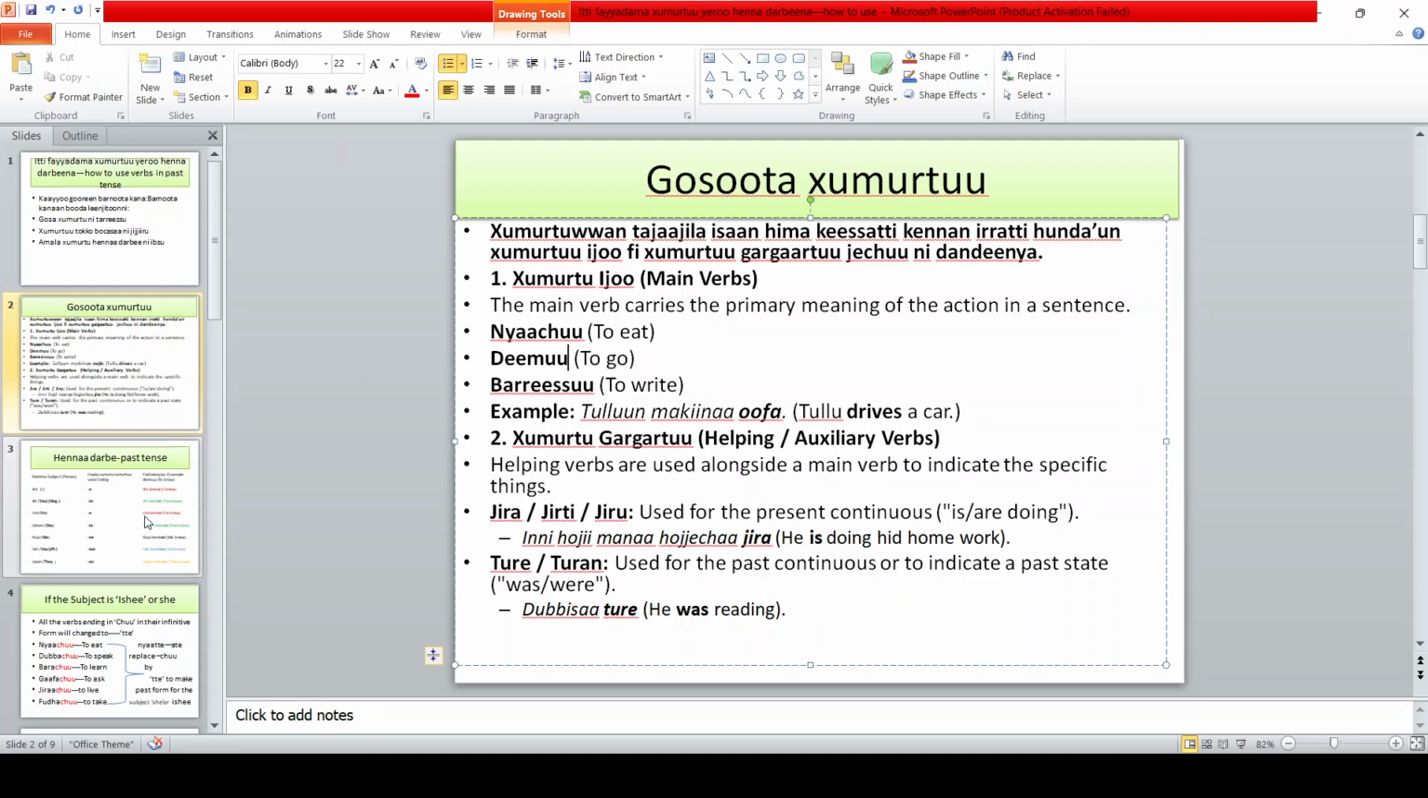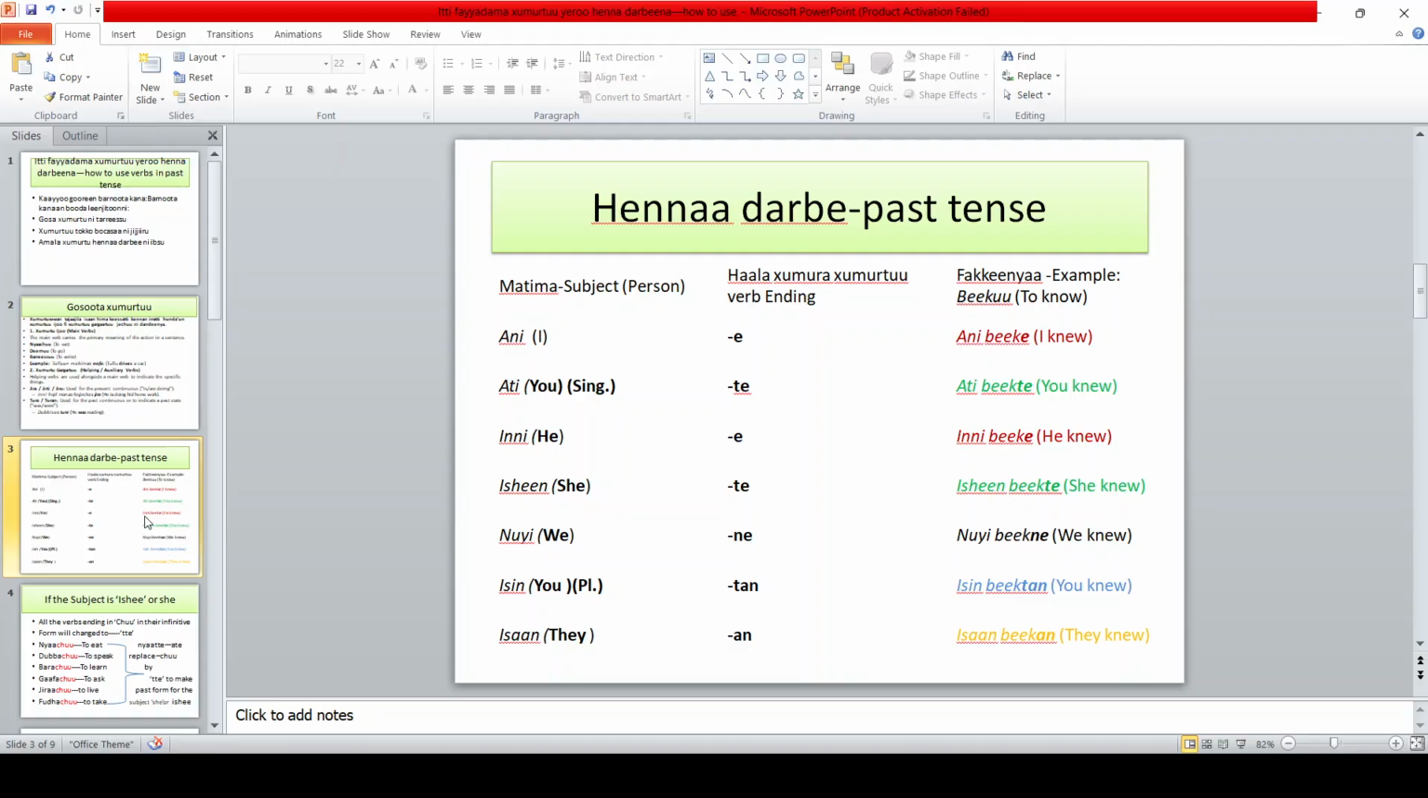So let's proceed now to the past tense, and you will see how the verb changes. You can look at the table here, where the subjects are listed: ani, ati, inni, isheen, nuyi, isin, isaan. Here we have you singular and you plural. So let us look at how the verbs end for the past tense.